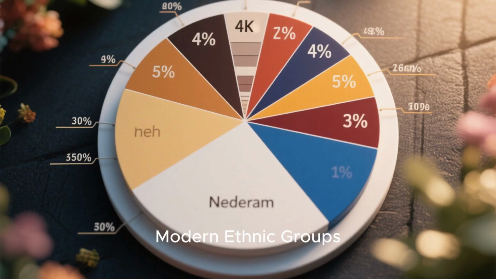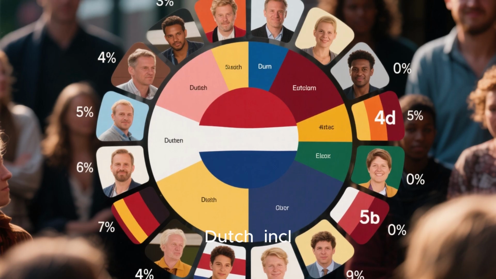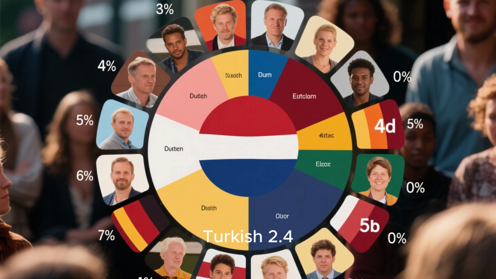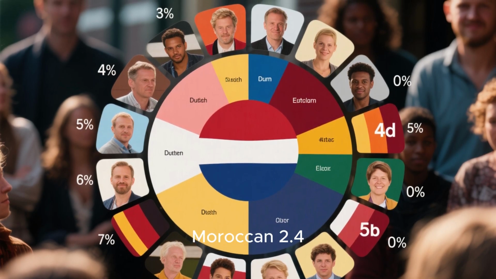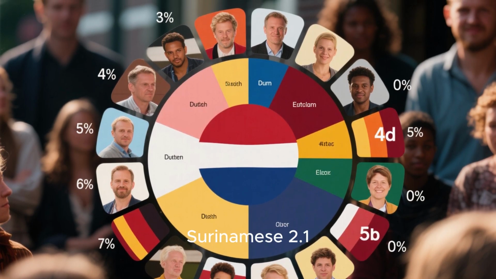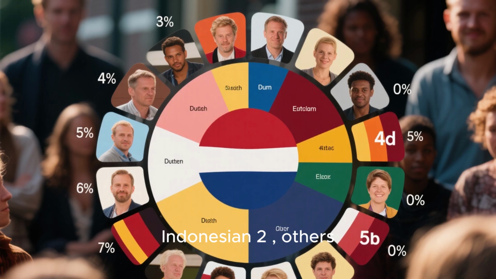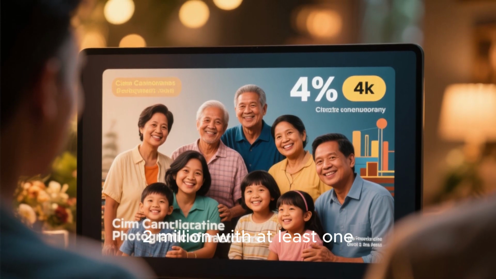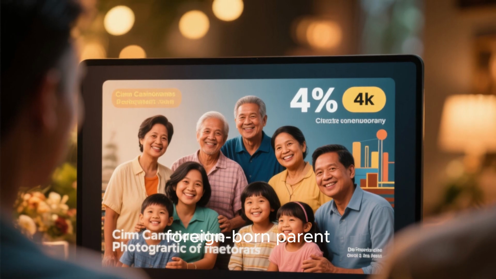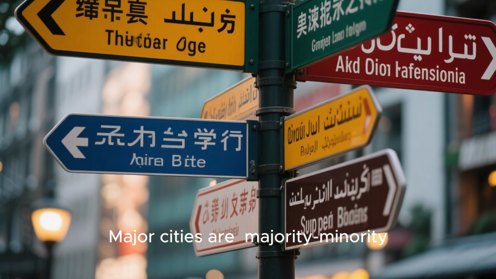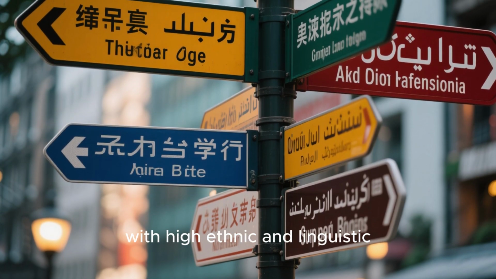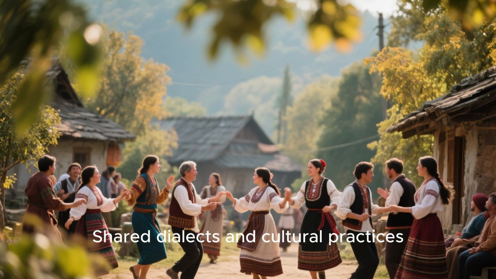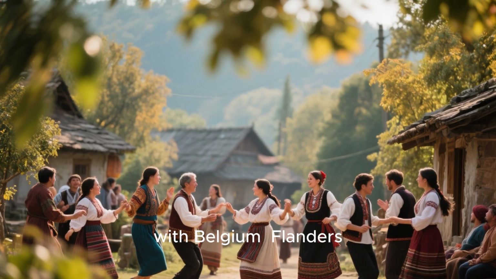Immigrant languages. Modern ethnic groups: Dutch, including Frisians, 74.8%, Turkish 2.4%, Moroccan 2.4%, Surinamese 2.1%, Indonesian 2%, others. Immigrant background: 14% born abroad, 2 million with at least one foreign-born parent. Urban diversity: major cities are majority-minority with high ethnic and linguistic diversity. Cross-border ties: shared dialects and cultural practices with Belgium, Flanders, and Germany.